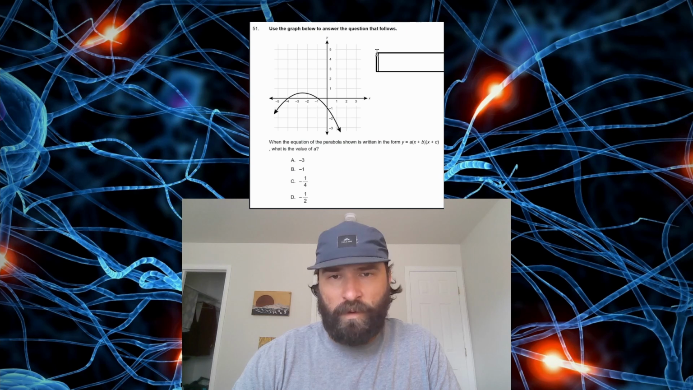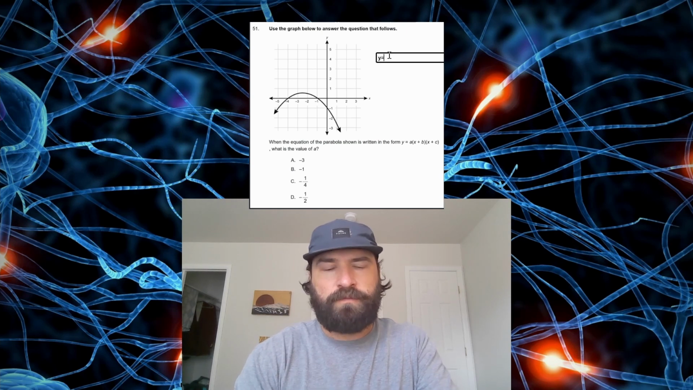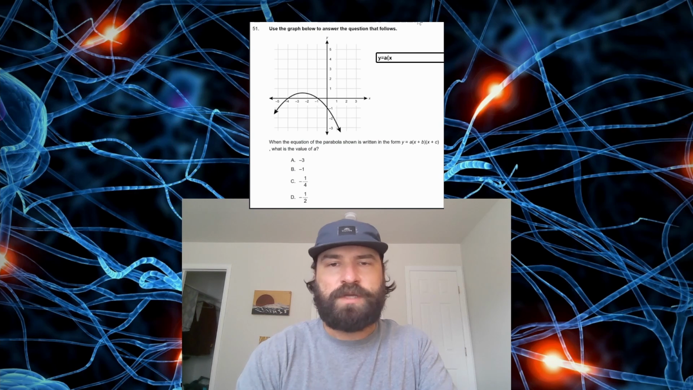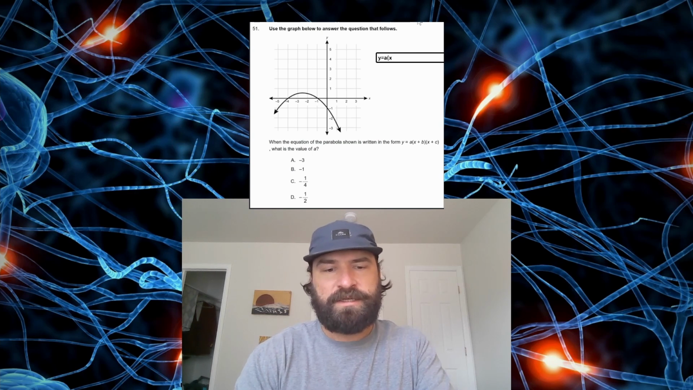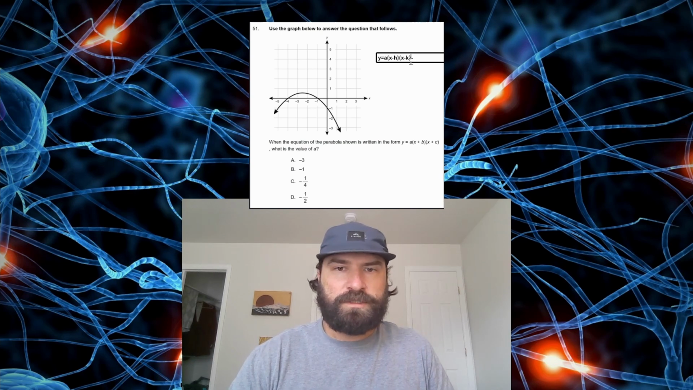All right, so this form that they're asking about is factored form of a quadratic. A factored form of a quadratic looks like this. So we'll say y equals a times (x minus h) times (x minus k). And h and k are going to be your roots or your x-intercepts. So in this case, they would be -4 and -1. And a is your stretch factor.